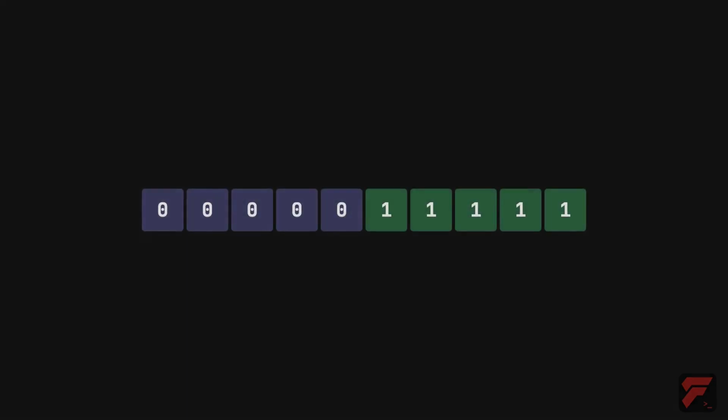Last time, we discovered that every binary search is really about one thing: finding the boundary where a monotonic predicate flips from 0 to 1. But this framework extends far beyond arrays.